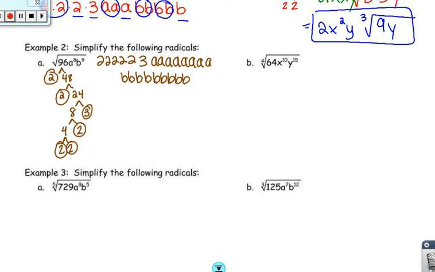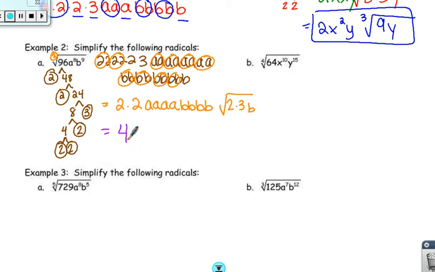Our index right here is a 2. We need groups of 2. Group of 2, group of 2. 1, 2, 3, 4. Here's a group of 2. All right. So, who gets to go outside? A group of 2 and a group of 2. There was 4 groups of A's, 4 groups of B's. Who has to stay in? A 2 and a 3. And 1 B.